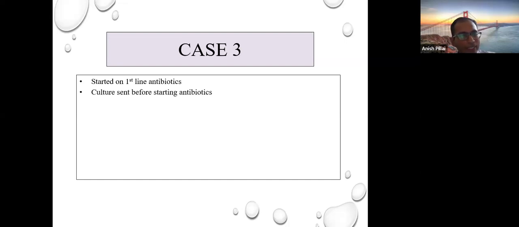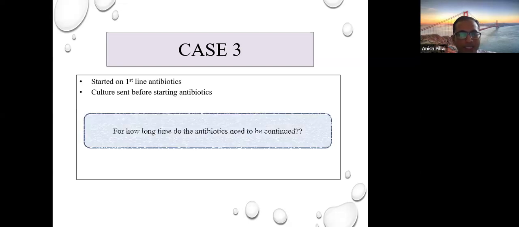So you can start antibiotics and send the sepsis screen at the same time. Now comes the difficult question. Okay, you have started antibiotics. How long do you want it to continue?